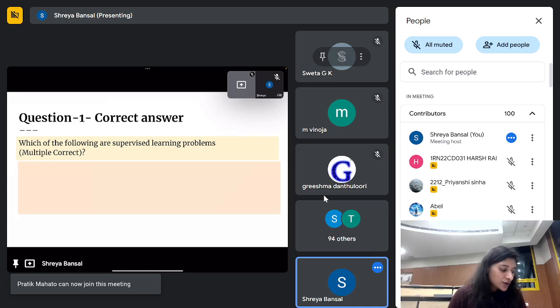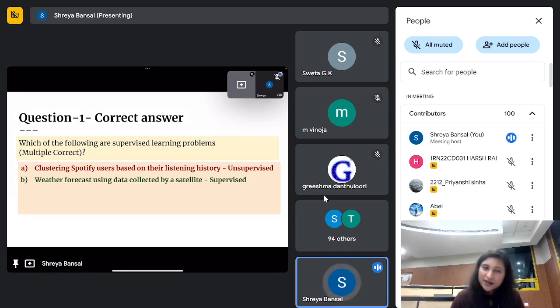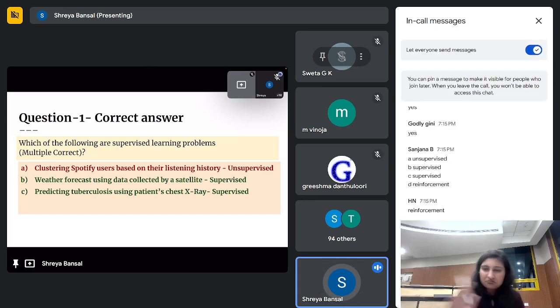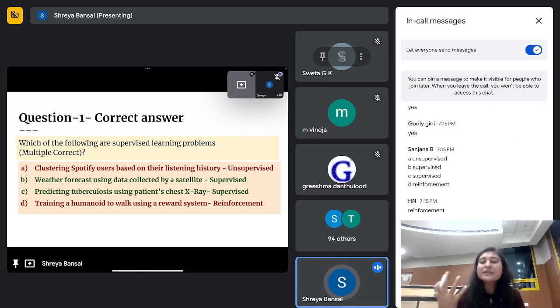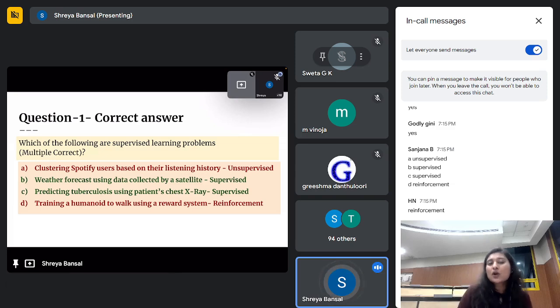So basically, the first thing is unsupervised, because this is a type of clustering. Second is supervised, you can easily say that. Third is supervised. You have all decoded it very well. Last is training a humanoid. Humanoid means robot, a human-like object, and you are going to train it to walk using a reward system. Say you train a robot to walk left, right, forward, and backward.